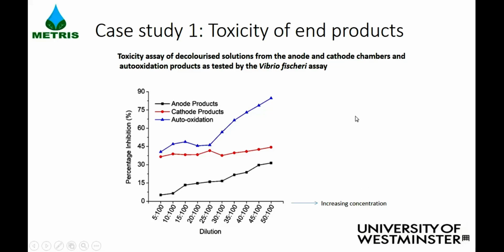We also looked at the toxicity of the end product. So remember the Vibrio microtox assay, which uses bioluminescence of this organism, Vibrio fischeri. So we took samples, diluted them, so concentration is increasing, and then we added them to the cells and then measured bioluminescence levels. So percent inhibition is percent relative to the control where there is no toxic compound added. So what we find is that the auto-oxidation products are really toxic. Far more toxic than those ones in the anode. And you see an increase in toxicity as the concentration increases. For the cathodic products, there's a slight increase, but not that much.